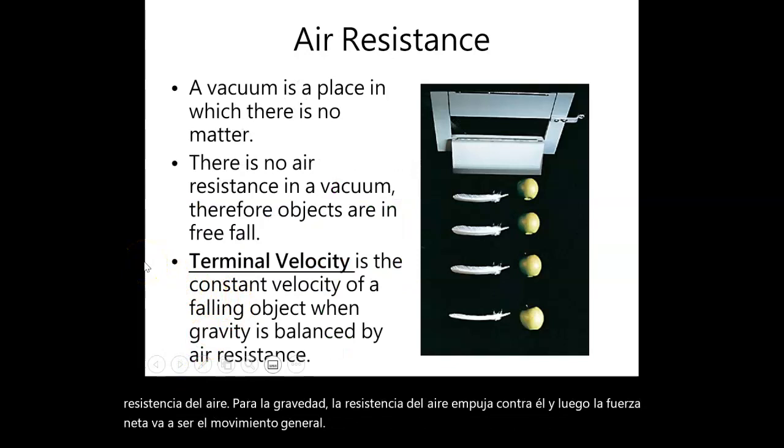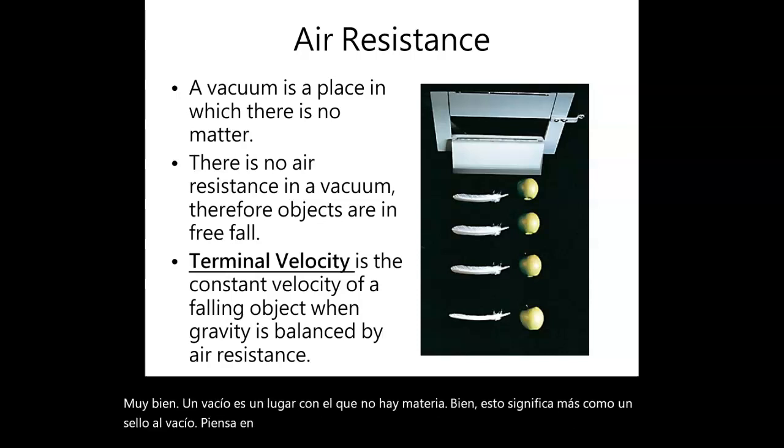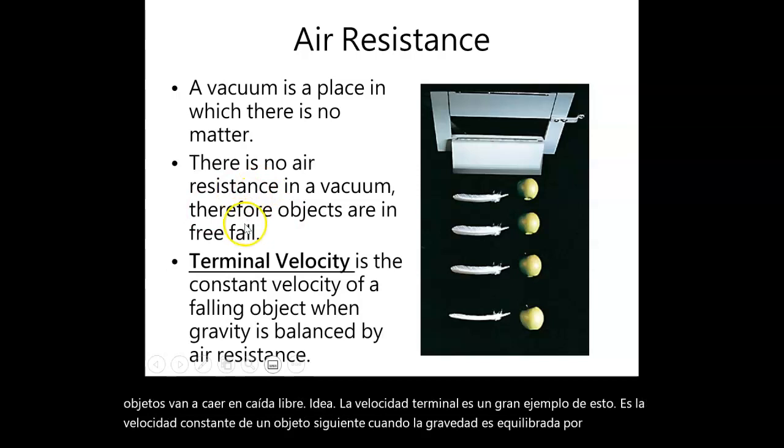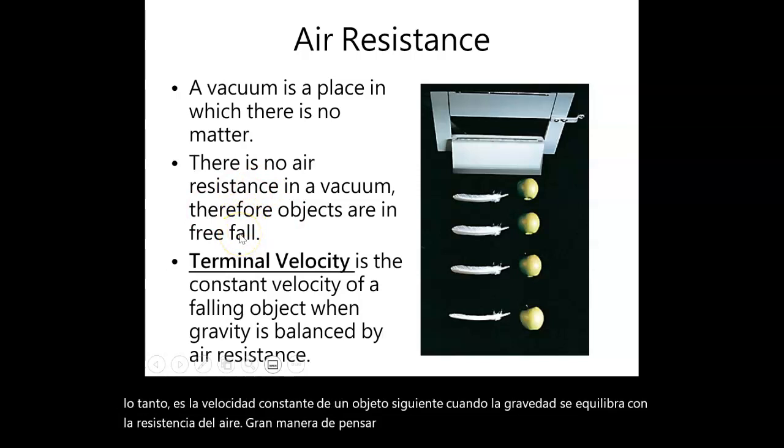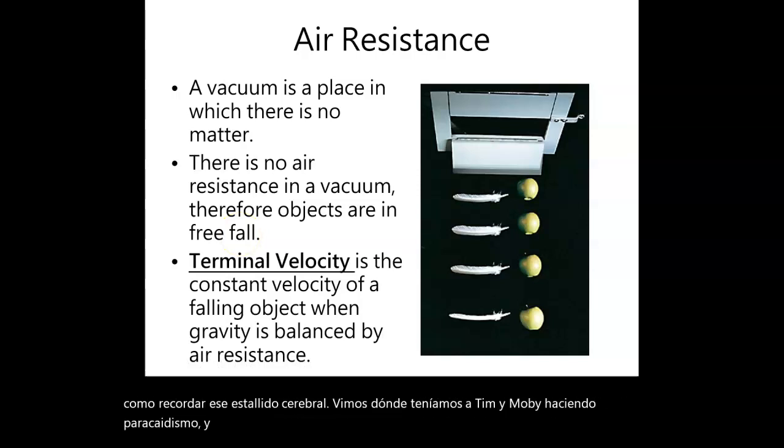All right, a vacuum is a place in which there is no matter. This means more like a vacuum seal, think of it that way. There is no air resistance in a vacuum, therefore all objects are going to fall in free fall. Terminal velocity is a great example of this. It's the constant velocity of a falling object when gravity is balanced by the air resistance. A great way to think of terminal velocity is to remember that BrainPOP we watched where Tim and Moby were skydiving and they moved downward until they opened their parachutes and flew back upward.